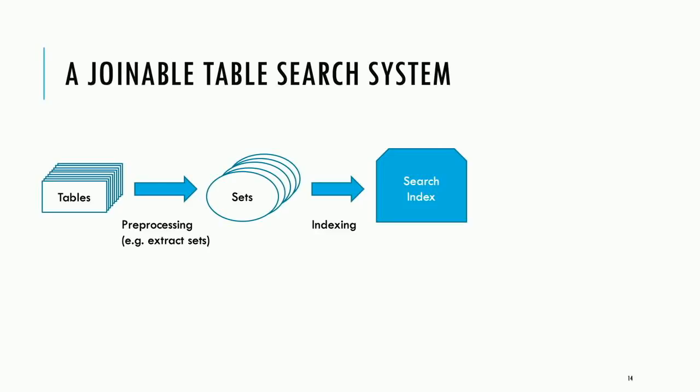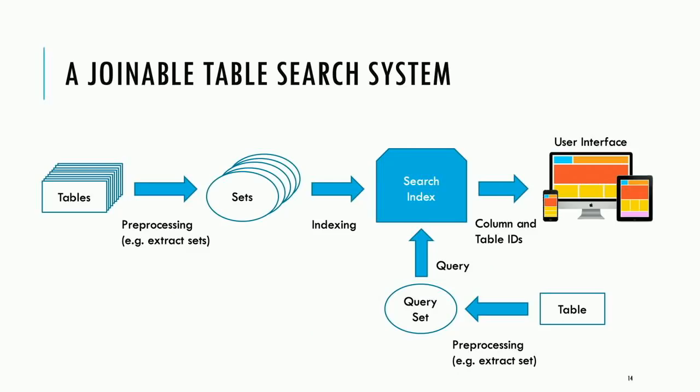So I want to give you an overview of the system behind the demonstration. We first process the sets from columns in the data lakes. From those sets, we index them in a search index. Then the user will input a table. We use the same process to extract the query set, and then we query the search index. The search index gives us a list of columns and table IDs that could be joined with the query table, and from that we render the user interface. So that's generally how the demo works.